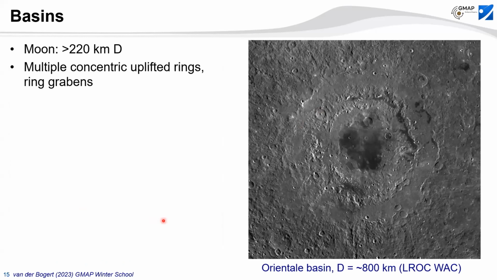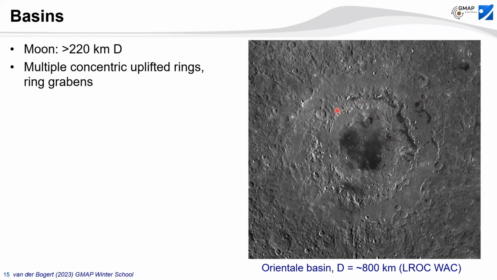I'm not going to go into as much detail about the basins, but here's just an example. Basins on the moon form at sizes greater than about 200 kilometers. And in this case for Orientale, you can see that there are multiple large rings that form. These dark deposits here are mare basalts that have filled in some of those troughs, and a mare deposit that filled in the center.